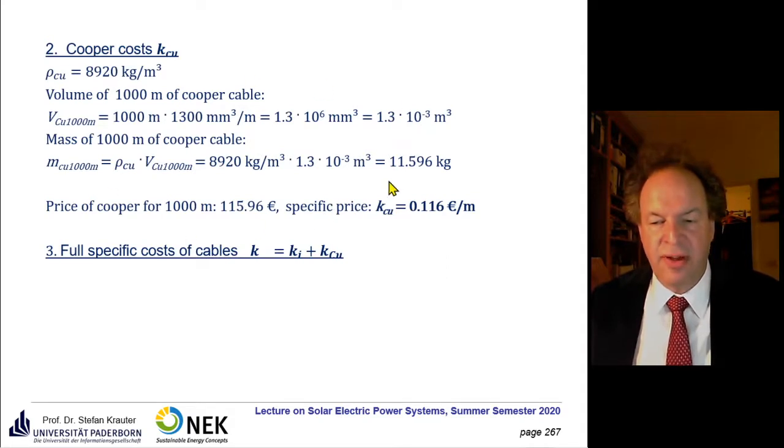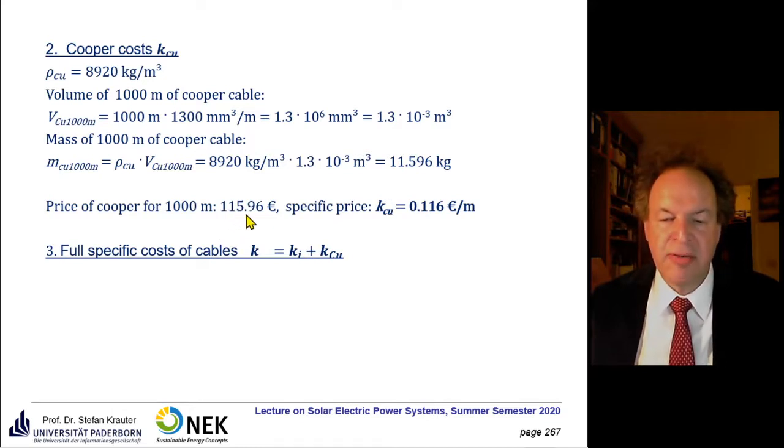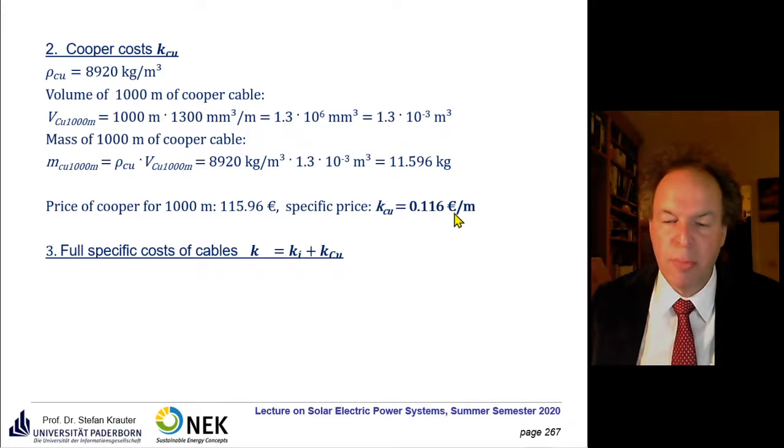So we have this times 10, so we have 115.96 euro for that. And for per meter calculated, it's 1.1596, or rounded to about 0.116 euro per meter. The full cost is the insulation plus this copper cost.